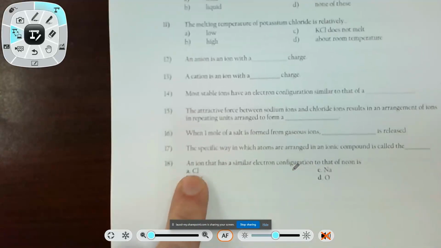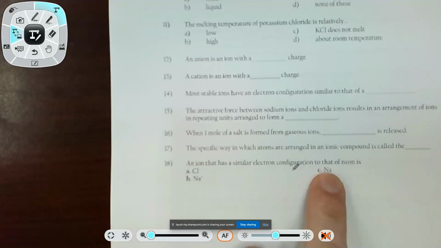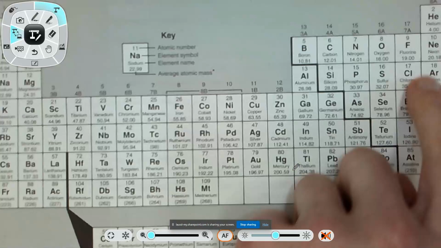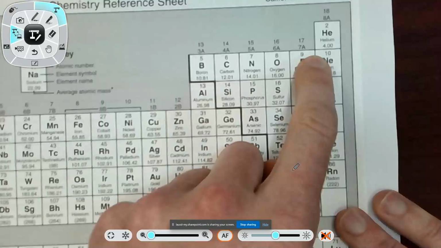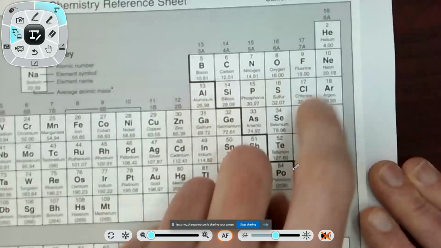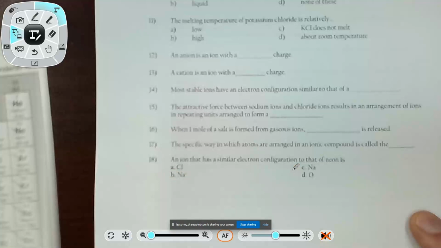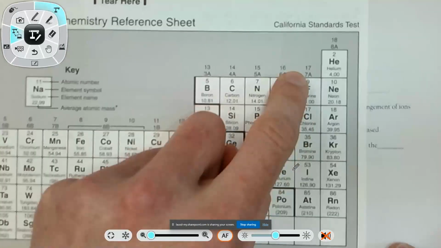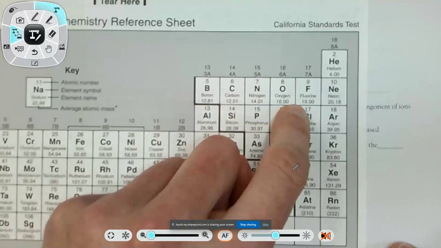Number 18, an ion that has a similar electron configuration to that of neon. If we look at neon here, neon has 10 electrons, so we want to find an ion that also has 10 electrons. We can look at chlorine. Chlorine is in group 17, so it's going to gain 1 electron. It has 7, it needs to get to 8, so it's going to gain 1. It starts with 17, and if it gains 1, it gets 18. So that's not the answer.